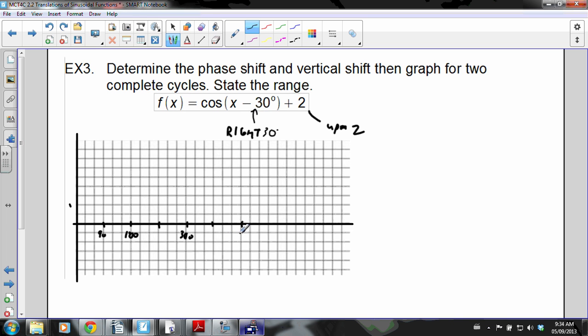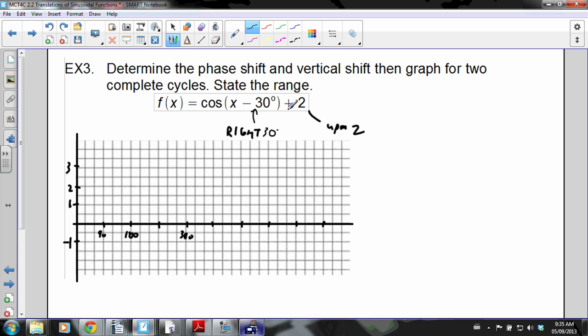Another 180 is a bunch more, and so on. Here, I know I'm going to go up as far as 2, so how far am I going to have to go? Well, the normal graph goes up to 1 plus 2. I'm going to have to go up to 3, so maybe a scale like that would be okay. If that's 1, that's 2, that's 3.